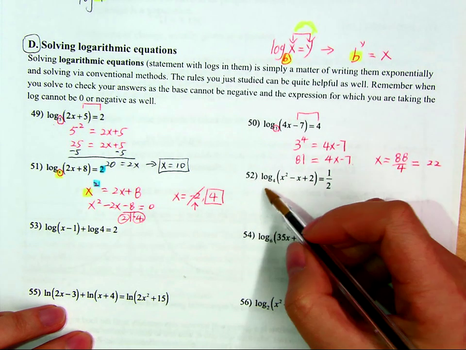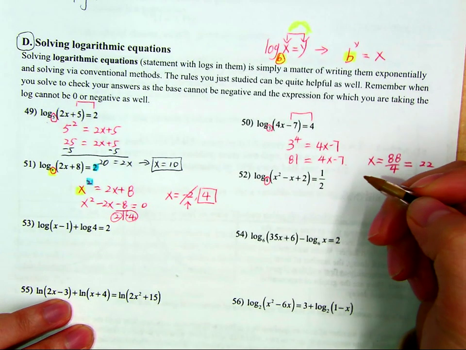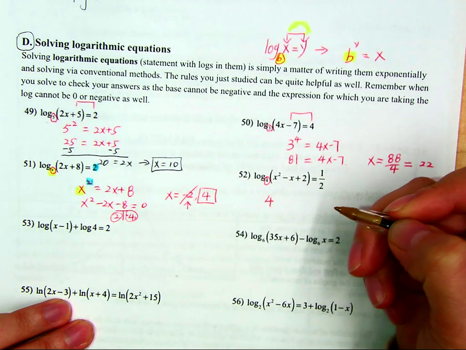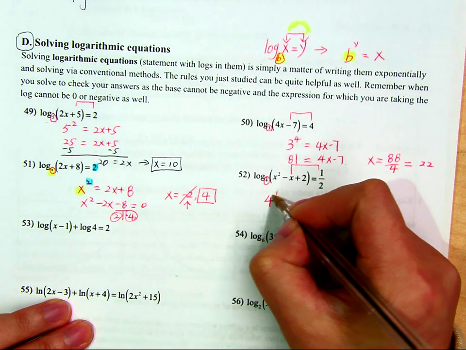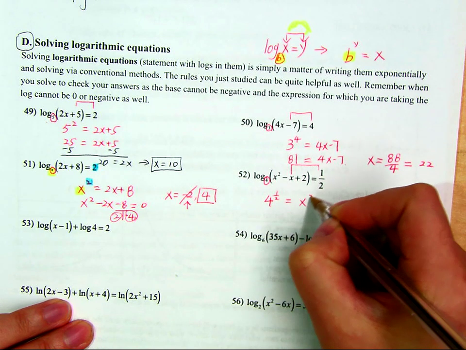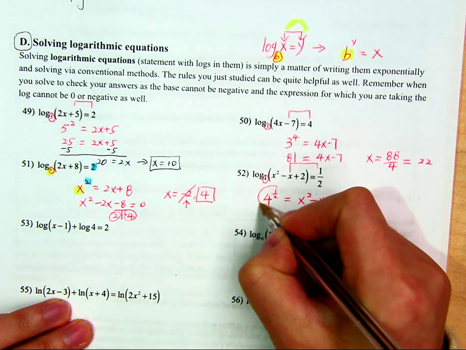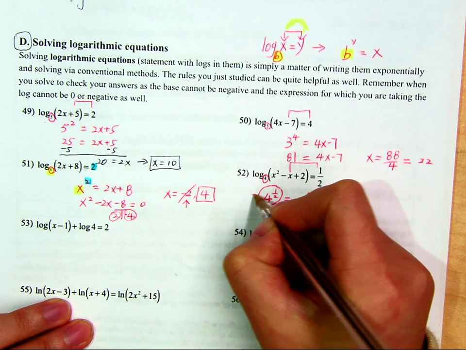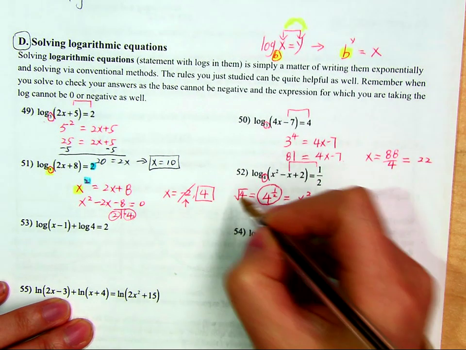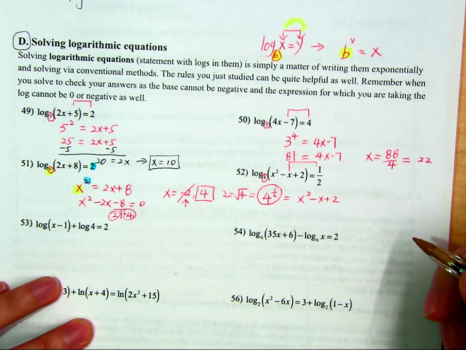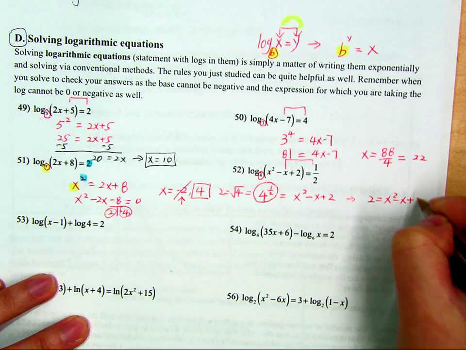And then look at 52. First thing, exponential. We keep this base 4, no change. And switch these two terms around. So 1/2 will be here. The other side will be x squared minus x plus 2. When we have a power of 1/2, you should know that means square root. And the square root of 4 is 2. So we have 2 equal to x squared minus x plus 2.